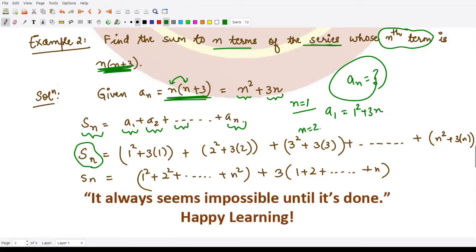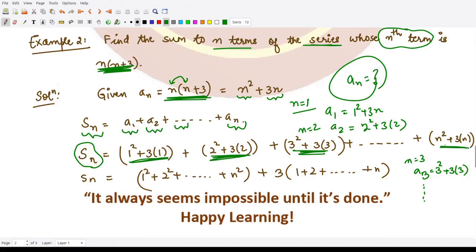When you substitute n is equal to 2, you have a2 which is 2 square plus 3 into 2, right? When you substitute n is equal to 3, you have a3 is equal to 3 square plus 3 into 3 and so on. So you have 1 square plus 3 into 1, 2 square plus 3 into 2, 3 square plus 3 into 3 and so on. The last term would be n square plus 3 into n.